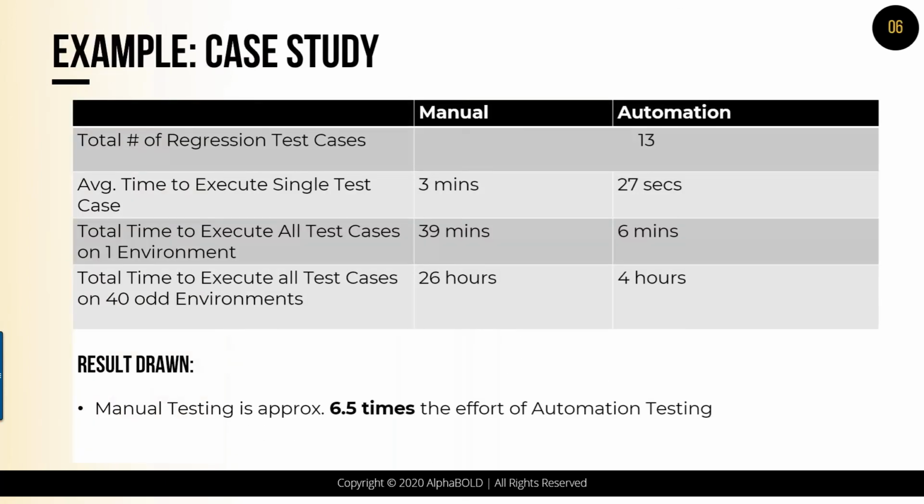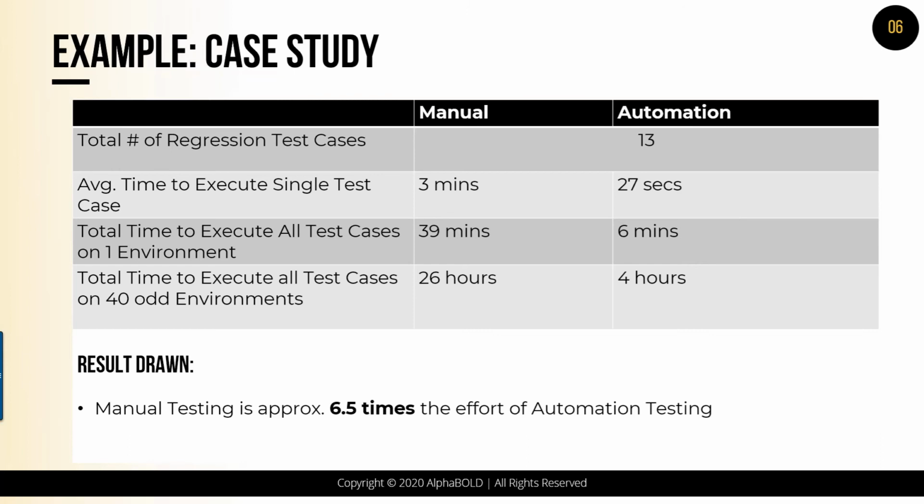Now I have a very interesting case study for you. Basically, we had a client for which the regression test suite had 13 test cases. We calculated the average time to perform a single test case manually, and that was around 3 minutes. So there were 13 test cases, and we spent around 40 minutes for all the test cases to be verified. The client has multiple environments, 40 odd environments, and our total effort was 26 hours. We automated those test cases and the results were astonishing.